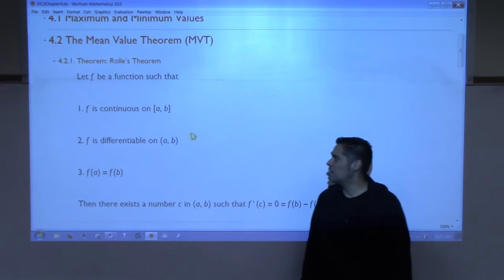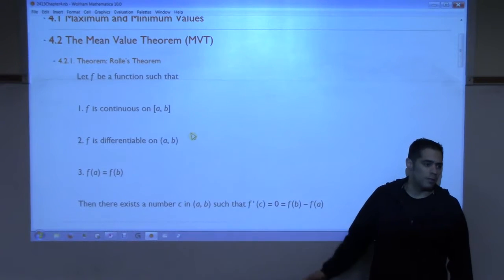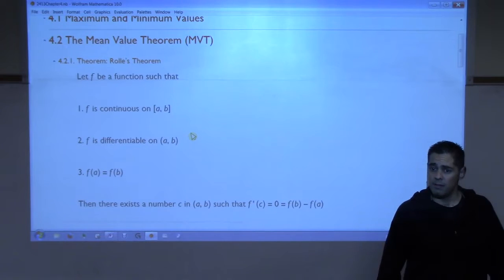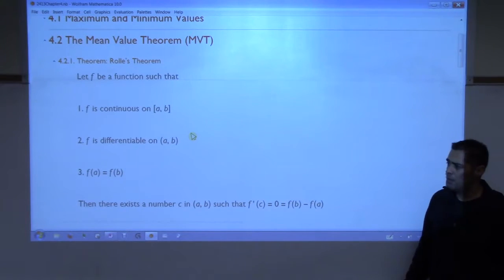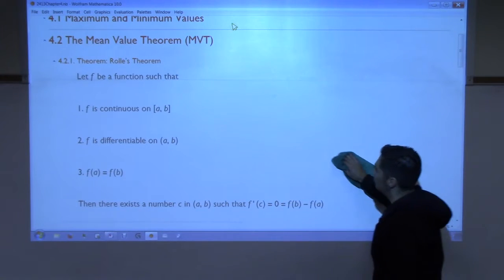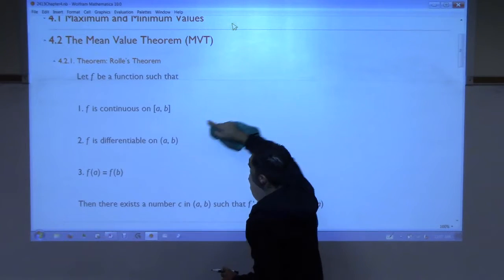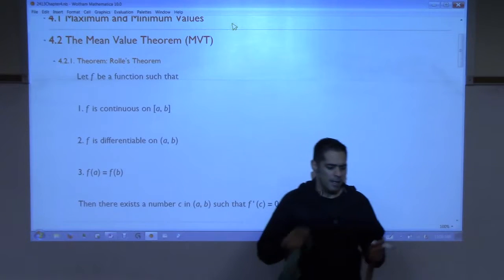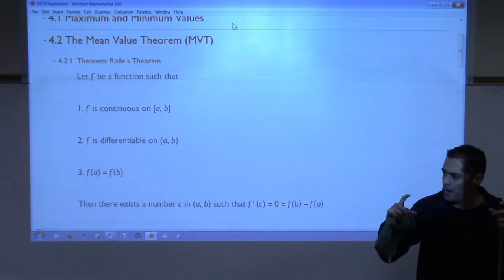So let's suppose that you have a function, all right? And this function is continuous on a closed interval. That means you can draw it without picking up your pencil, and it actually exists at the 2 endpoints. So by having a closed interval, brackets on the a and the b, that means the 2 endpoints are defined, right?